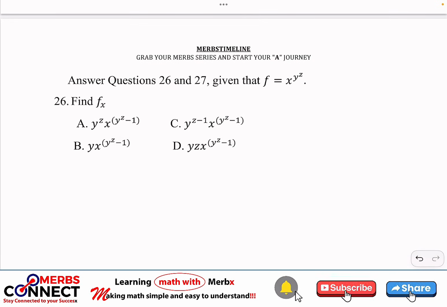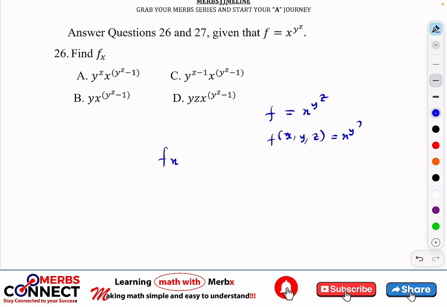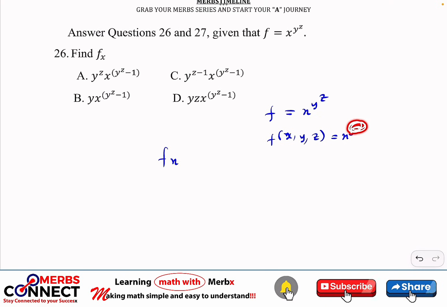Okay, let's use this one to solve for 26 and 27. We need the partial with respect to x. But don't forget, f is equal to x, y, z. It means that x depends on y, depends on z. Oh, this is going to be amazing. Now, since we are going to differentiate with respect to x, everything else is constant. So everything on the top here is constant.